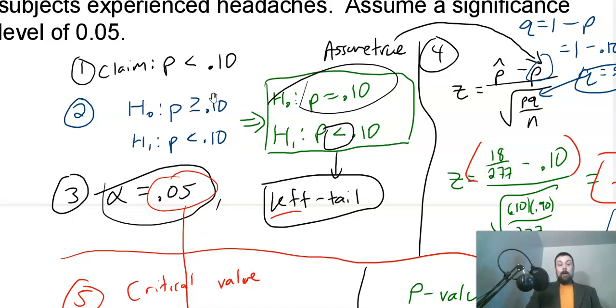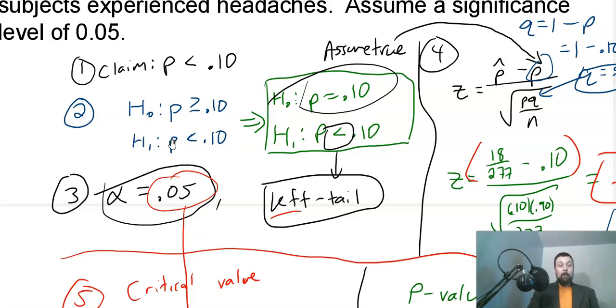We are rejecting the null hypothesis. We're saying this is false. We're saying P is not greater than or equal to 10%, which means the opposite of that must be true. The opposite of greater than or equal to is less than. We're saying that P must be less than 10% since it's not greater than or equal to 10%. And this was the claim, right? The claim was that P is less than 10%, and we are saying it's true that P is less than 10%. So by rejecting the null, we are supporting the alternative hypothesis as true.